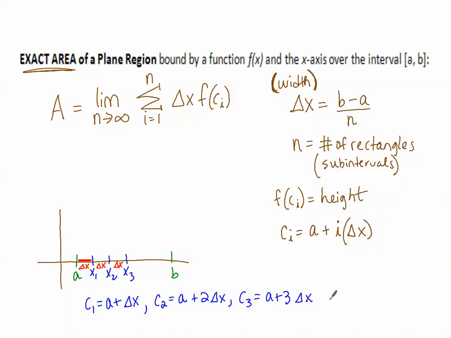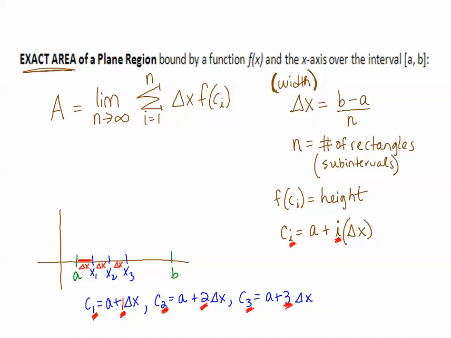And what we're doing is that value is how many delta x's we are away from a. c sub 2 is 2 delta x's away. c sub 3, 3 delta x's away. So c sub i is i delta x's away from the starting point.